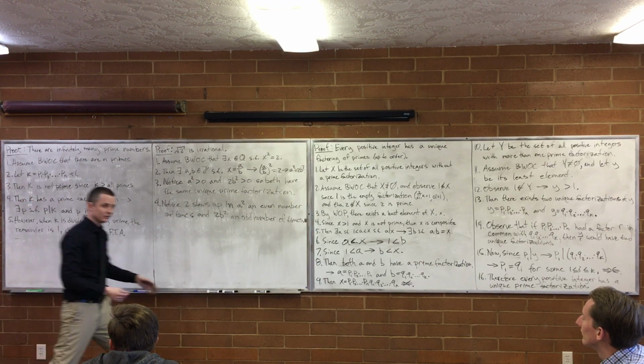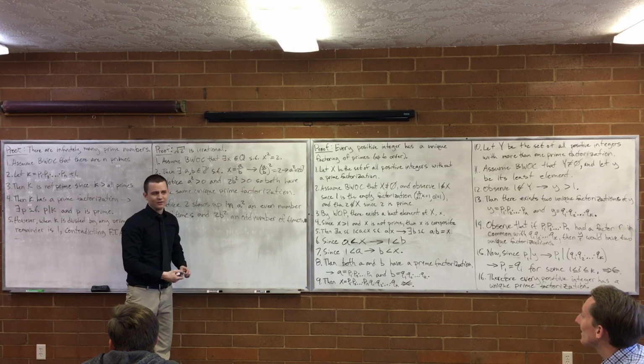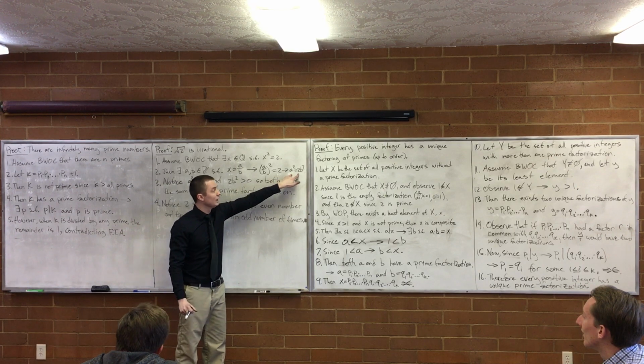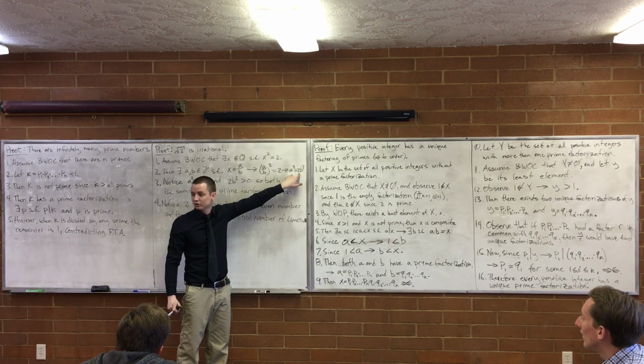Is there something weird about this? Yeah. How does that number have an odd number of 2's, and how does that prove that it's irrational? These two numbers have to have the same unique prime factorization, because they're equal.